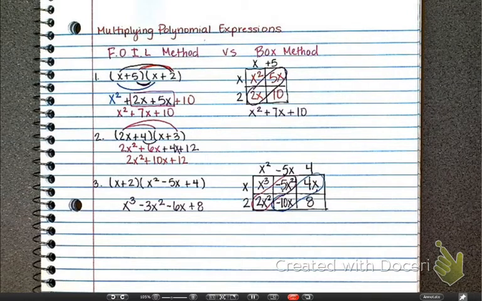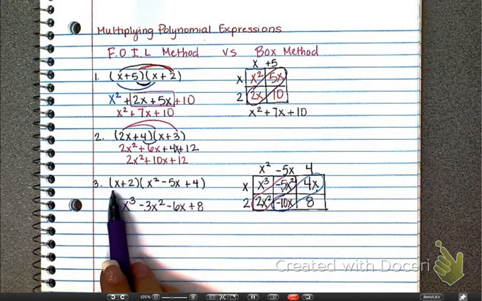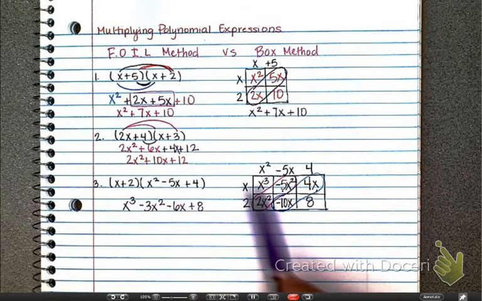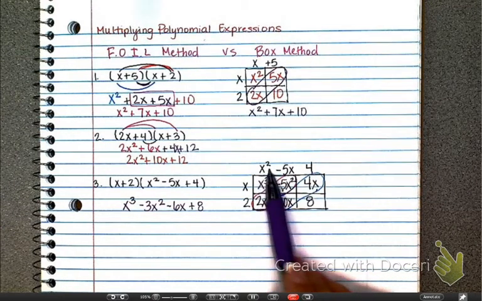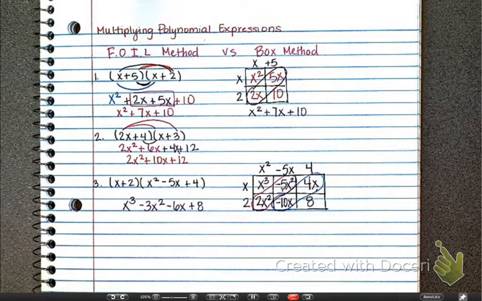So again, the FOIL method works. You would just multiply x times each of these, which is what I did, right? I multiplied x times each of those terms, and then I multiplied 2 times each of those terms. Whatever works for you.